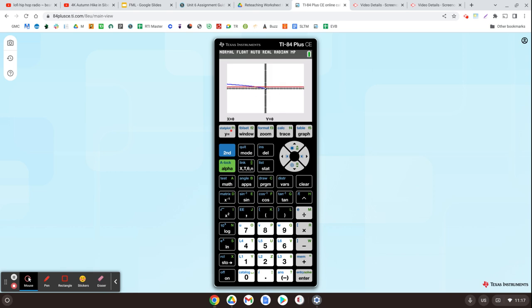And now I can see this is where they intersect. This is where they're equal to each other. So now I could calculate the intersection, get to the left of the answer on my first curve, hit enter, get to the right of the answer on my second curve, hit enter, enter, and there you go. Negative 11 is going to be your answer for that one.